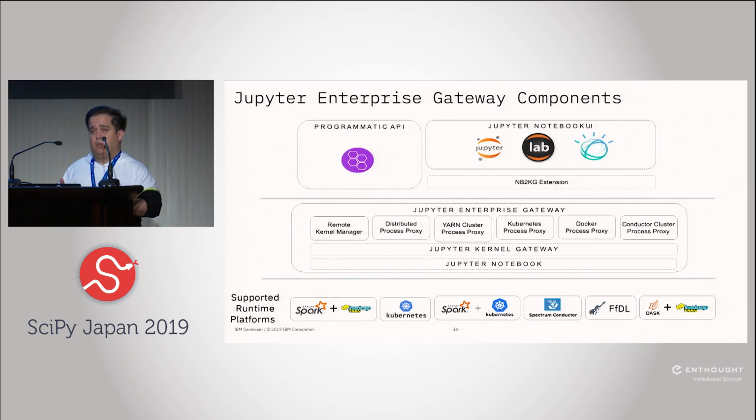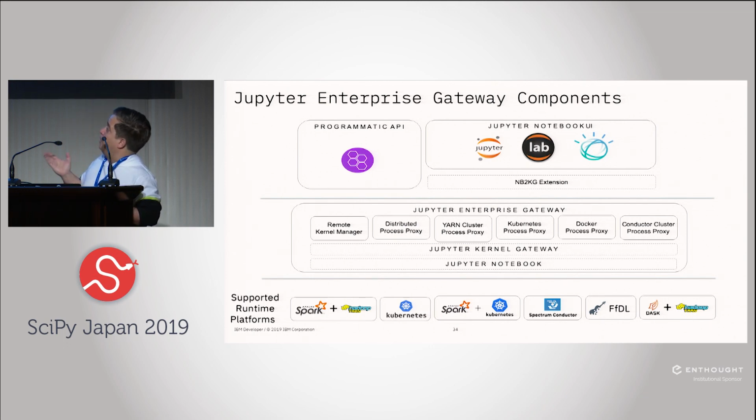So here are some of the components and how they all play together. In terms of front end, you can use Jupyter, JupyterLab, or hosted environments. They go through NB2KG. We also have a programmatic API. So if you're building an application or a service that wants to leverage some functionality available in Spark and so on, you can use this to emulate interactive development on the back end.